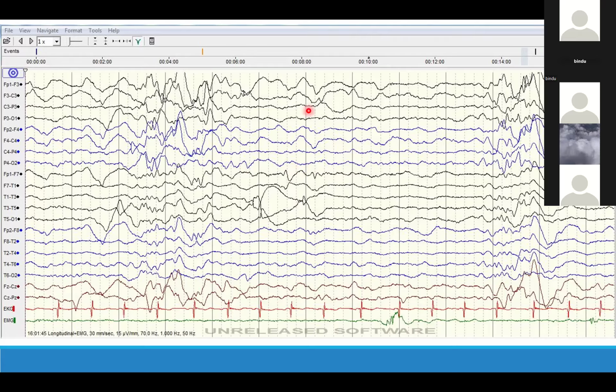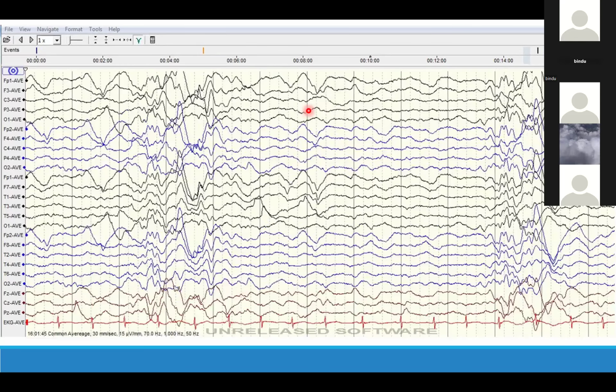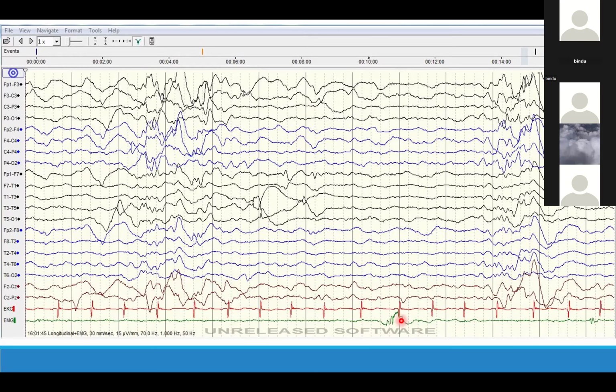There is 30 millimeters per second paper speed. Myoclonic jerks, but this is just after the periodic complex.